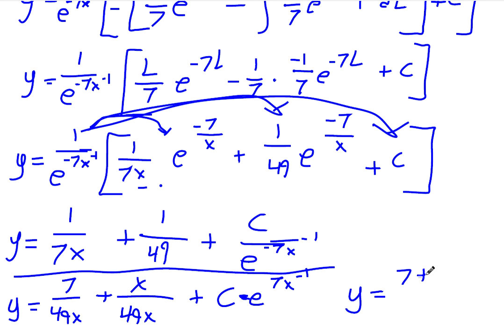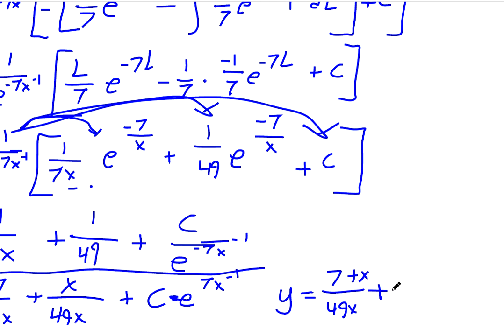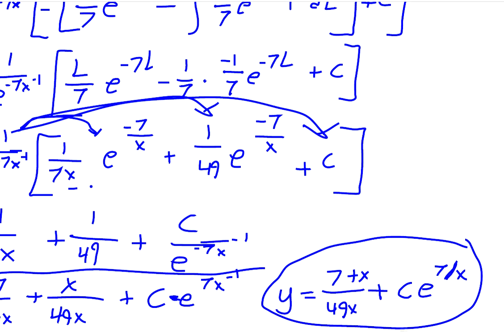This is how they're writing the answer. Same thing as what we got. It's just, I don't know, I guess you could say that's simplified because instead of having 3 terms, we've got 2 terms. Plus that c times e to the 7, and then they didn't write x to the negative first. They wrote 7 divided by x. So same thing, just written in a different form.